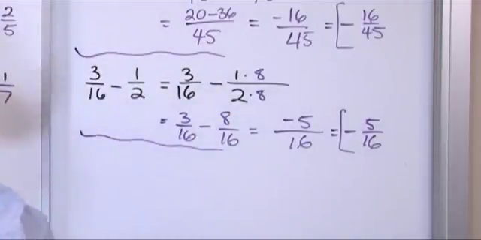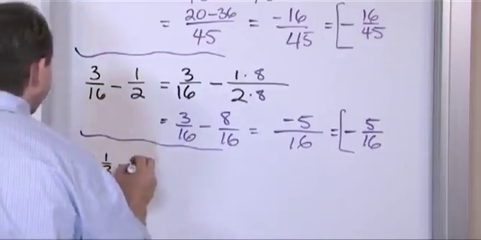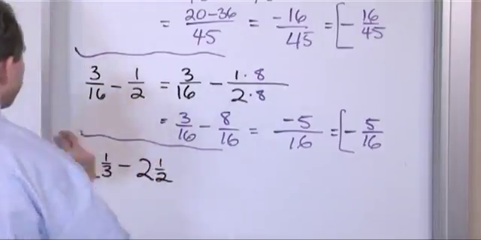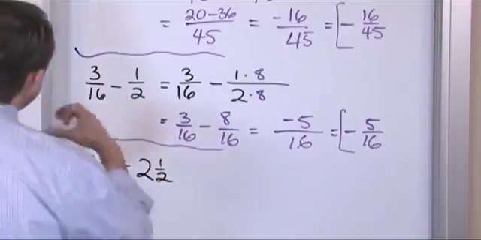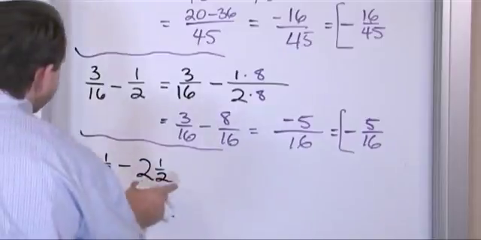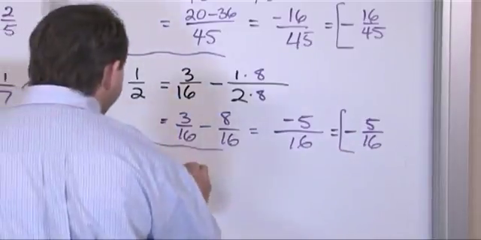All right, now what if we have some mixed numbers here when we start subtracting? What if we have 1 1/3 minus 2 1/2? So again, I recommend, just like we did a minute ago, when you have these mixed numbers and you're doing subtraction like this, just go ahead and convert them to improper fractions. It's going to be a little bit easier.